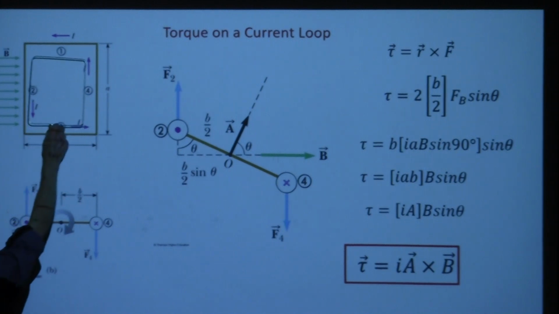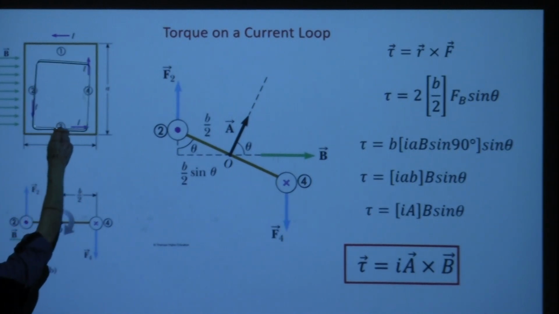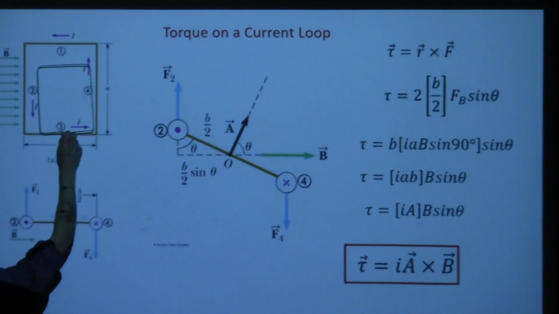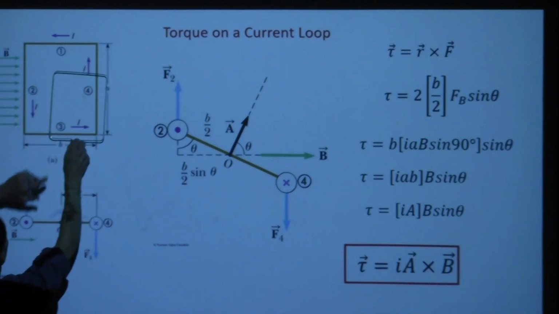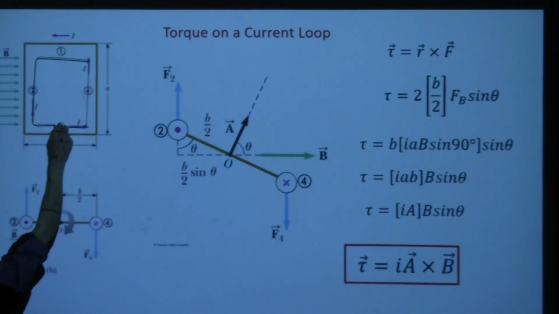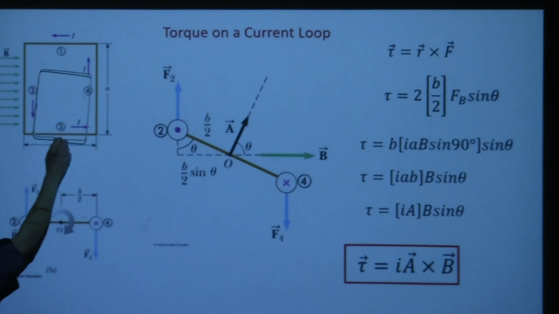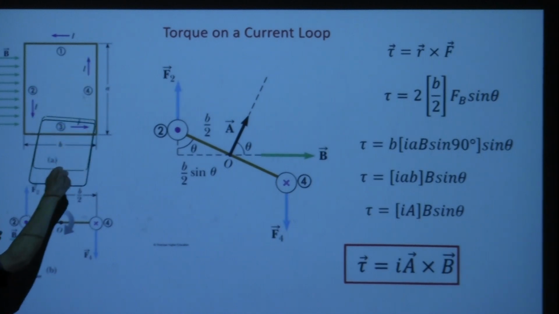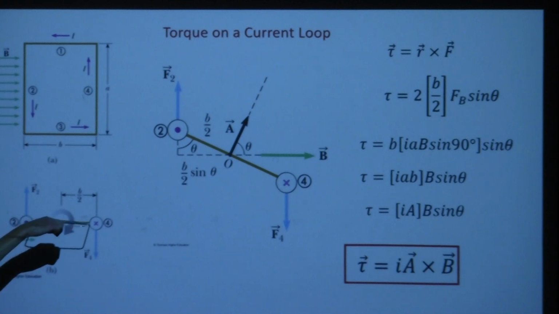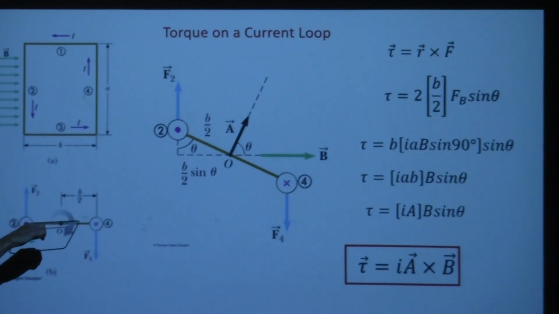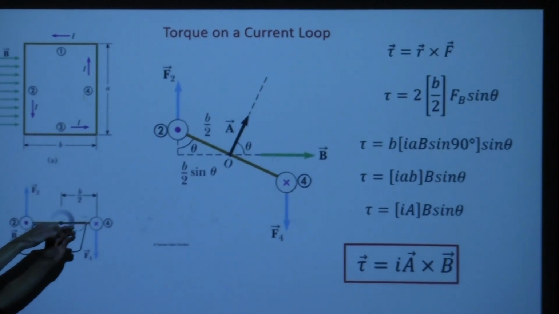So if we start with just a current loop here, and here we're starting with the magnetic field in the plane of the board here, and this is also in the plane of the board. And then we look at it from the point of view of the side. We're doing this way, so the magnetic field is this way in the same plane as the loop. The loop is like this. Then we can start to look at things.